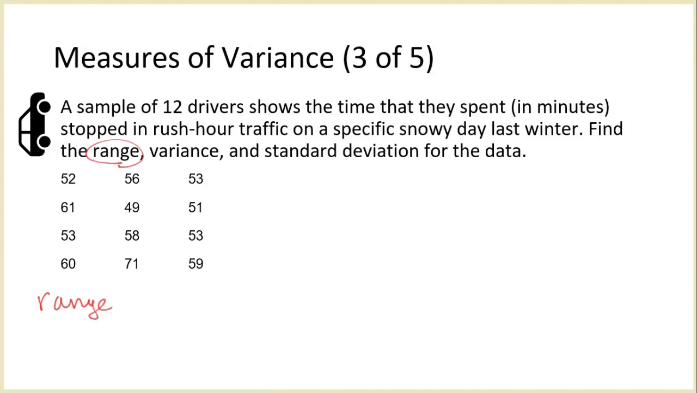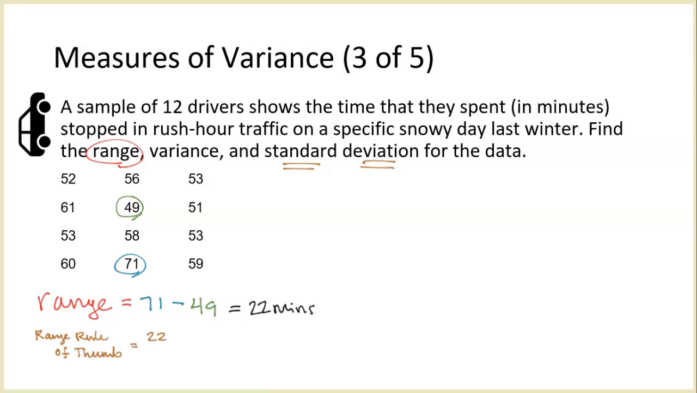So first, the range. We know that's the highest value minus the lowest value. In this case, the range is 22 minutes. That's the length of the spread from the highest value to the lowest value. There's a 22-minute gap from highest to lowest. Now we can take that number and find the range rule of thumb. We divide that by 4 and we can use that to help us estimate the standard deviation. If we take that 22 minutes and divide it by 4, we get a value of 5.5 minutes, and we'll see how close that is to the actual standard deviation, because this is going to be an estimate value that we'll use.